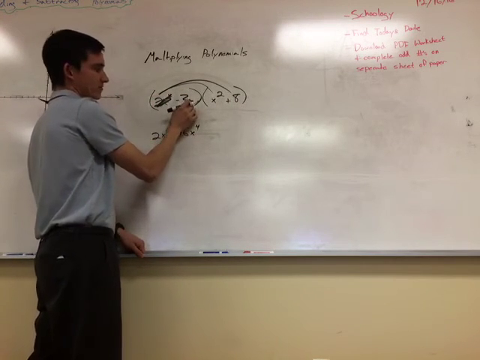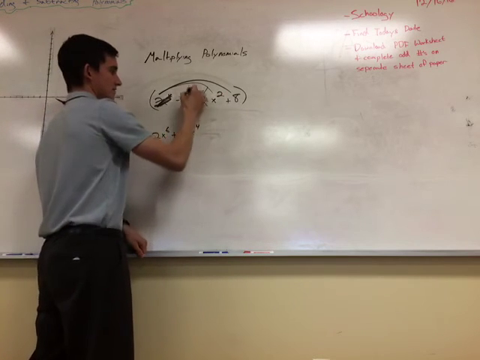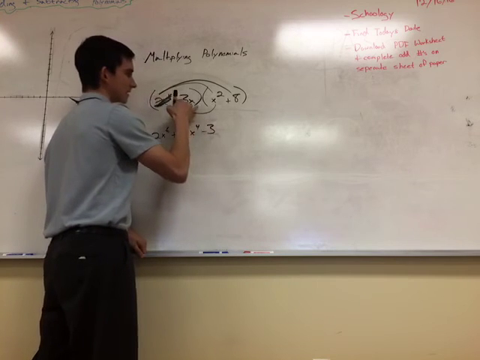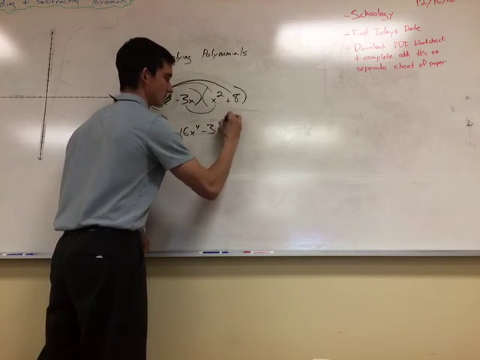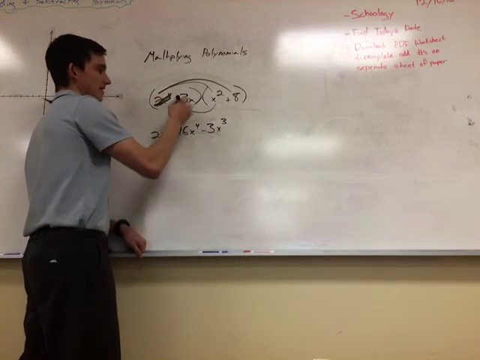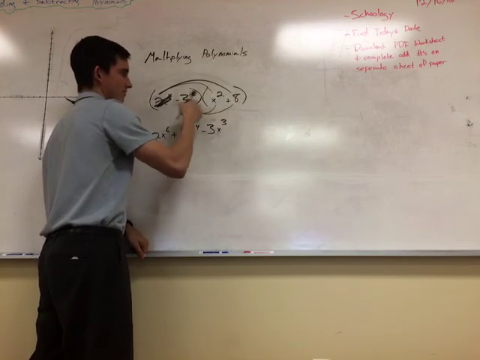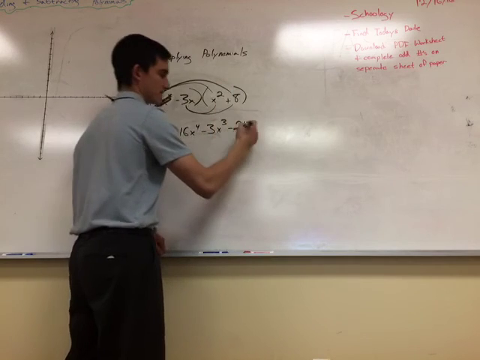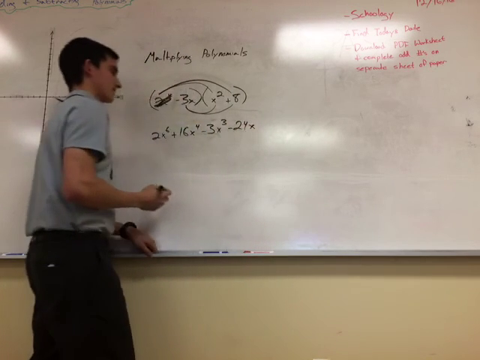Now I'm on to this one. Negative 3x times x squared. Negative 3 times 1 is negative 3. x times x squared is x cubed. And then negative 3x times 8. Negative 3 times 8 is negative 24. x times, nothing's there, so just x.